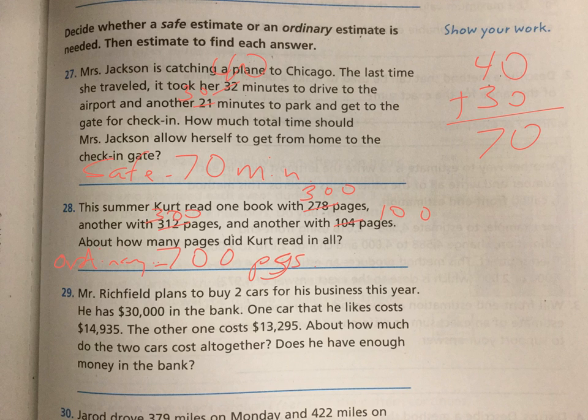All right, 29. Mr. Richfield plans to buy 2 cars for his business this year. He has $30,000 in the bank. One car that he likes costs $14,935. The other one costs $13,295. About how much do the cars cost altogether?